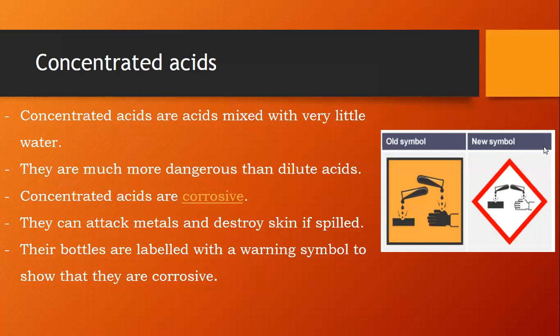Okay. The concentrated acids are mixed with a very little amount of water, not like the dilute acid, which is mixed with lots and lots of water. They are much more dangerous than the dilute acids. And we said that the concentrated acids are corrosive. In order to remember it, CO, CO: concentrated acids are corrosive. And what's meant by the word corrosive? The word corrosive means that it's going to fizz when it touches a solid surface, or it's going to cause burning when it touches the skin. And what are the symbols for the concentrated acids? As you see here, this is the old symbol and this is the new symbol.